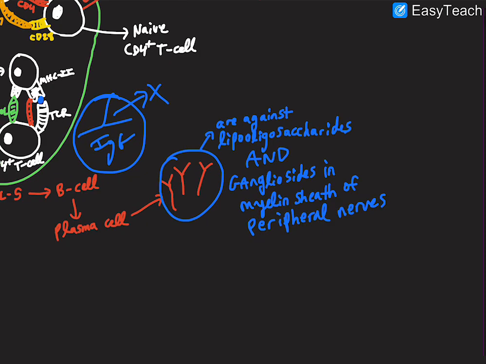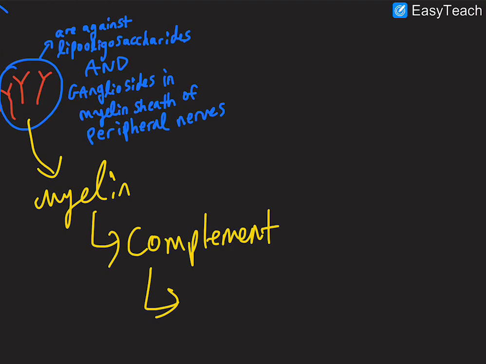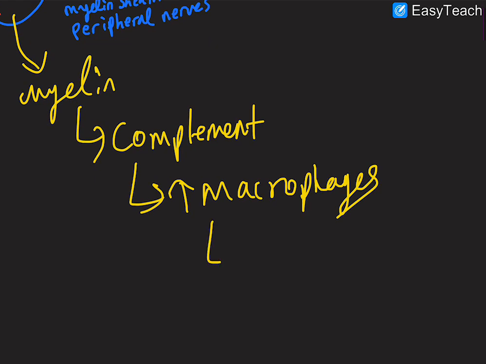So once this binds onto myelin, it's going to activate complement, which we know, right? And once the complement system activates, we know that leads to destruction, but it also activates immune cells like macrophages, for example, and neutrophils. And then this will lead to further destruction of our myelin.